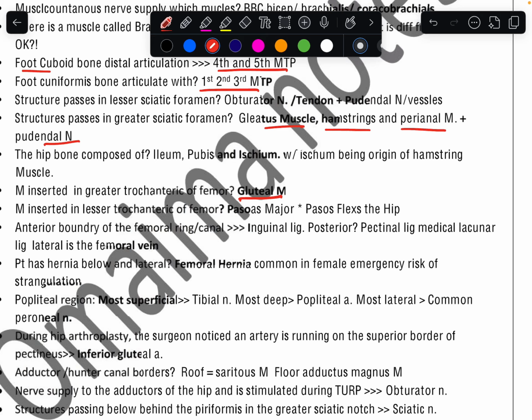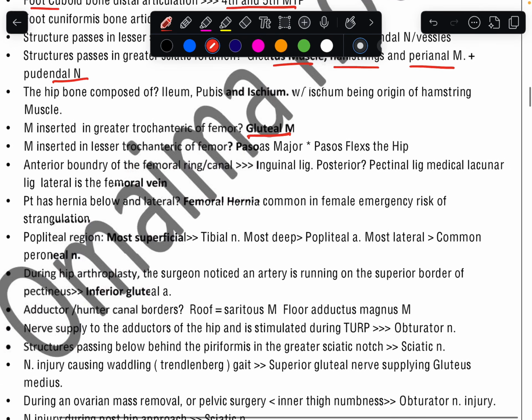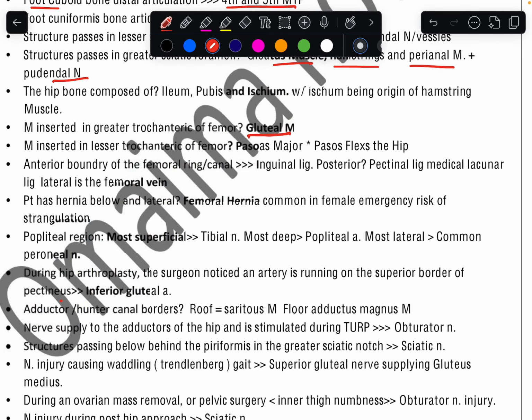Popliteal region: most superficial is tibial. Deep is popliteal. During arthroplasty, the surgeon noticed the artery is running in the superior border of pectineus.